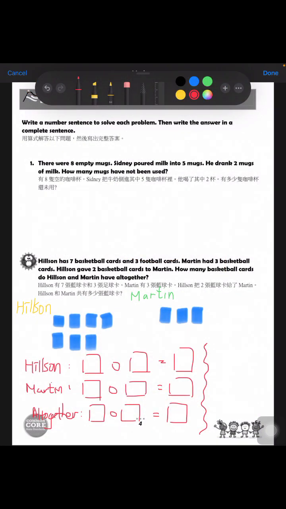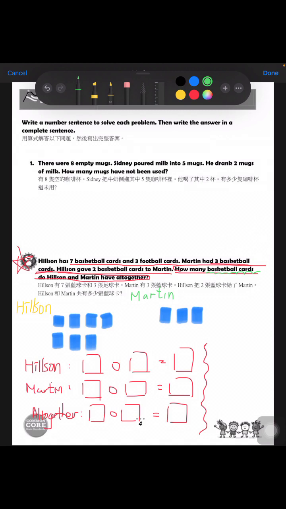And now we are on page 4, and we look at question 2. Hilson has 7 basketball cards and 3 football cards. Martin had 3 basketball cards. Hilson gave 2 basketball cards to Martin. And we need to find how many basketball cards do Hilson and Martin have all together. Be careful, in the question, we only need to find the number of basketball cards. So some of the information we can ignore.